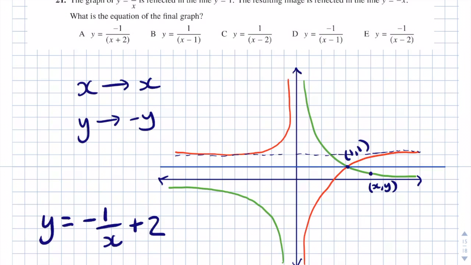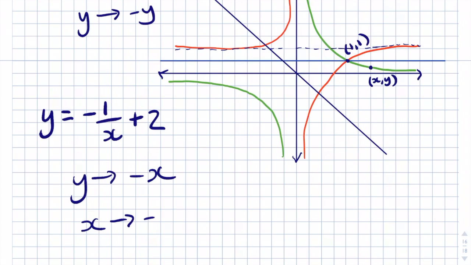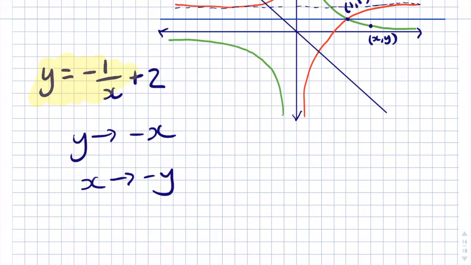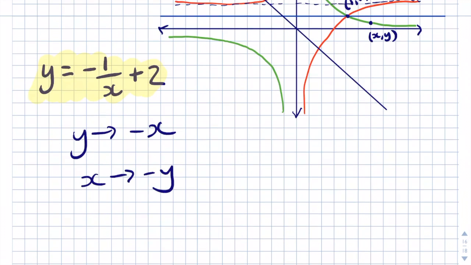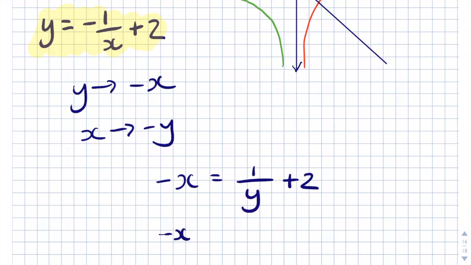And then this curve is reflected in the line y equals minus x, which is that line there. What's going to happen is all the y values are going to become negative x, and all the x values are going to become negative y. So if we replace this function with y is minus x and x is minus y, let's see what we get. We get minus x equals minus 1 over minus y, which is just going to be 1 over y, plus 2. Then we can multiply both sides by y, and we get minus xy equals 1 plus 2y.